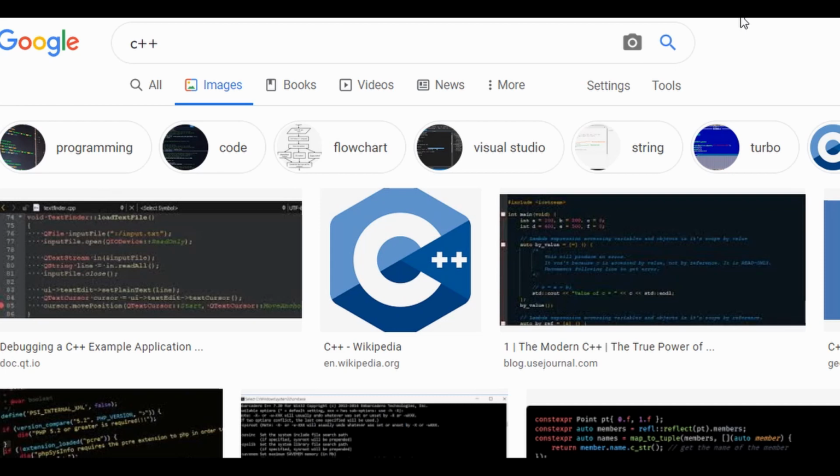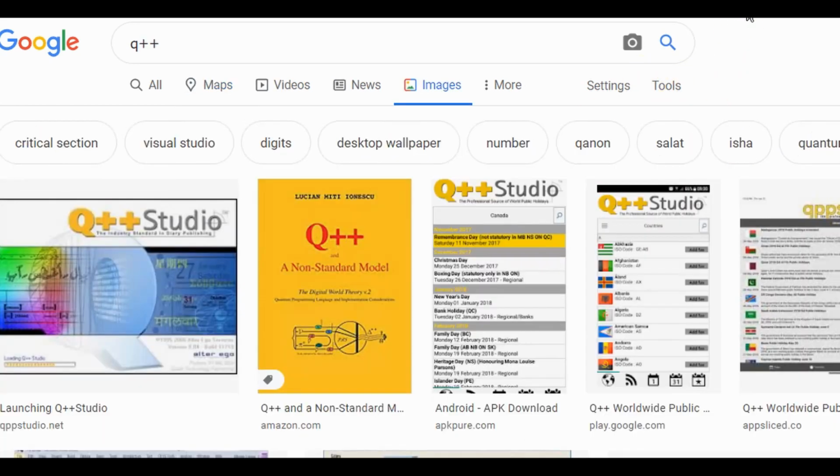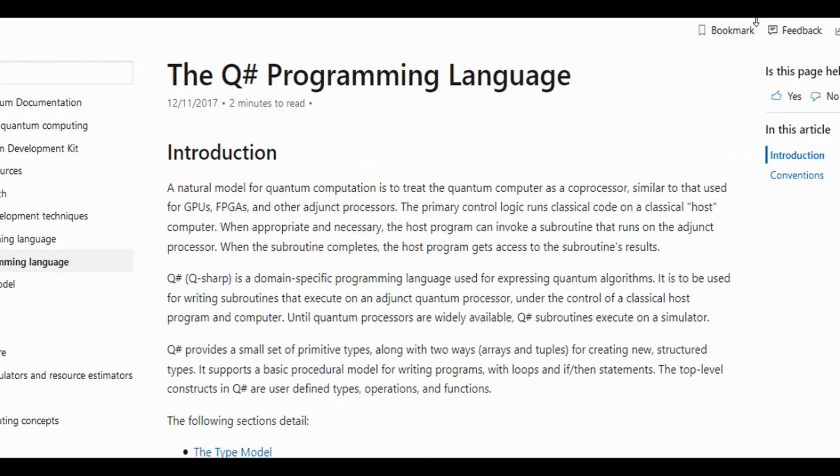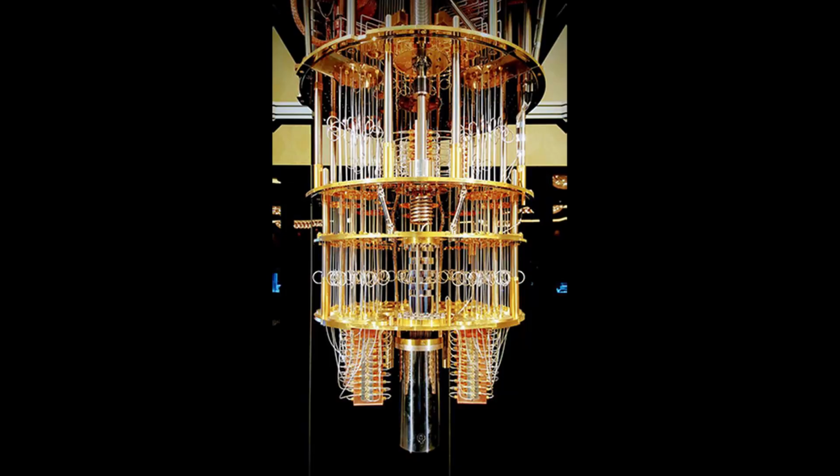To me, that programming sounds a bit analogous to C++. The Q++ he mentions has its own reality. Here we have Q and the hashtag, considered sharp. Q sharp is a domain-specific programming language used for expressing quantum algorithms. It is used for writing subroutines that execute on an adjunct quantum processor under the control of a classical host program and computer.